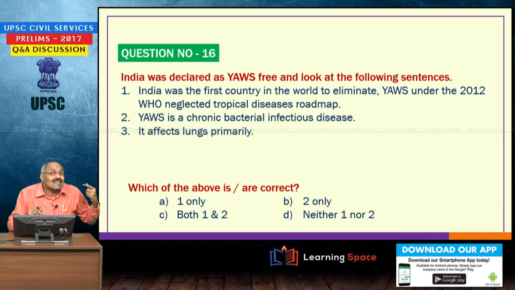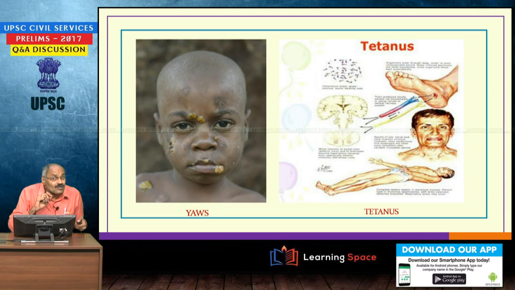India was declared as free, and look at the following sentences. As free as well as maternal and neonatal tetanus free. These two are very important from an examination perspective. Please look into this picture. This is an example of it. It is a bacteriological infection which affects the skin primarily, right? Bacteriological infection which affects the skin.